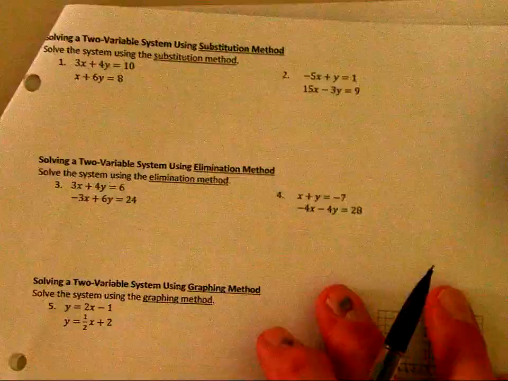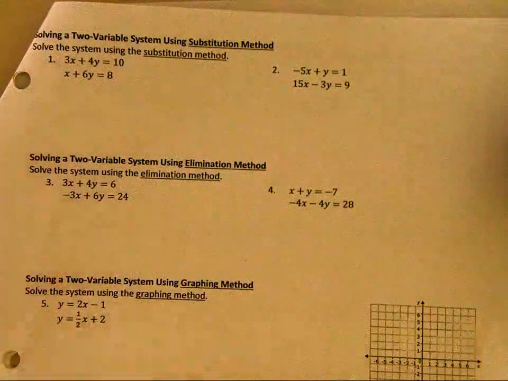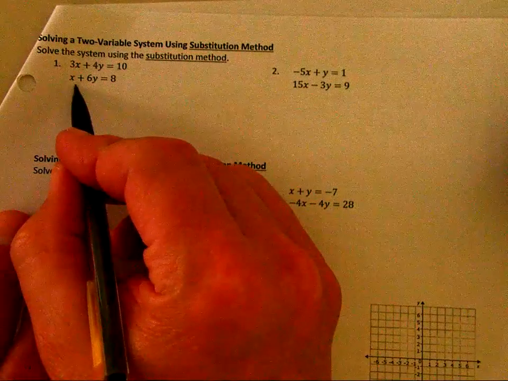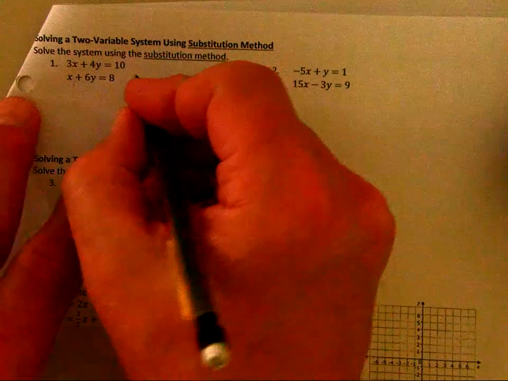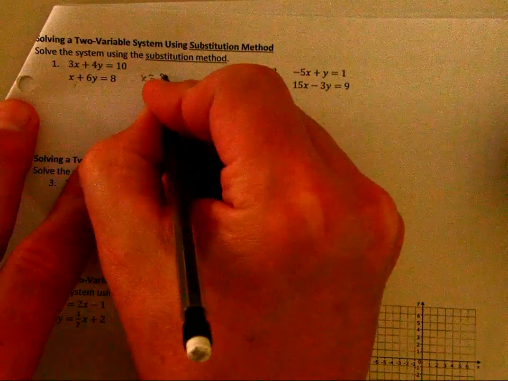So let's do some examples. The first couple on here are substitution. So you want to look at your two equations and say, what can we solve for? Well, I looked at this, and it looks like the easiest thing to solve for here is x. So let's solve for x. Let's move the 6y to the other side. So x equals 8 minus 6y.